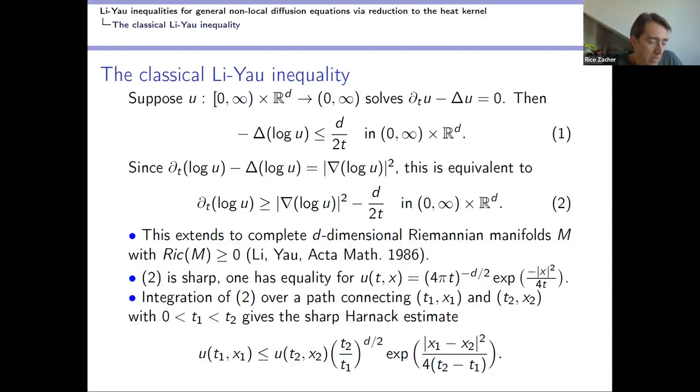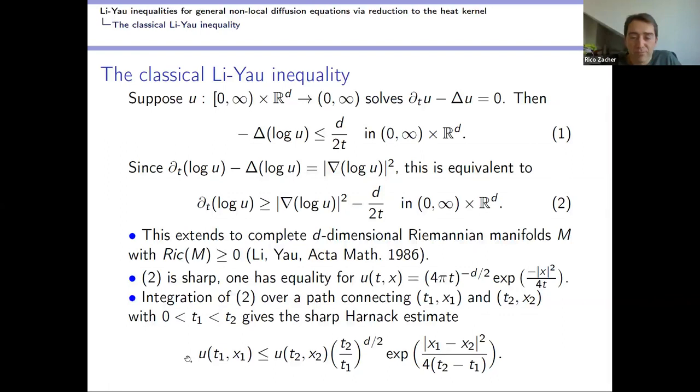Once you have such Harnack estimates, you can also use them to derive heat kernel bounds. This is important in the case of manifolds. This was actually the philosophy of Li and Yau: to first derive a differential Harnack inequality like this, then to get the Harnack estimate, and then from the Harnack estimate, you can in turn obtain heat kernel bounds. So this was the philosophy.